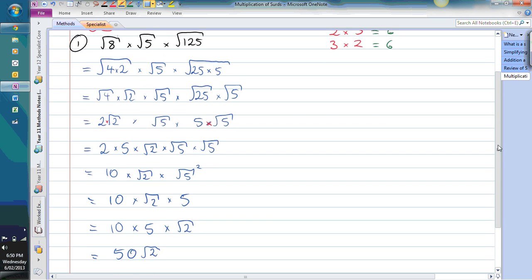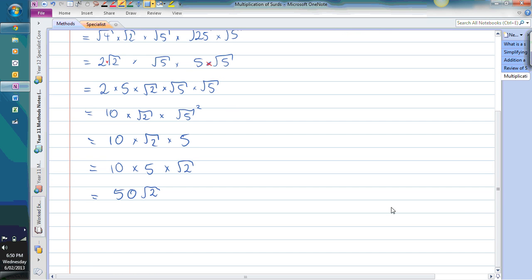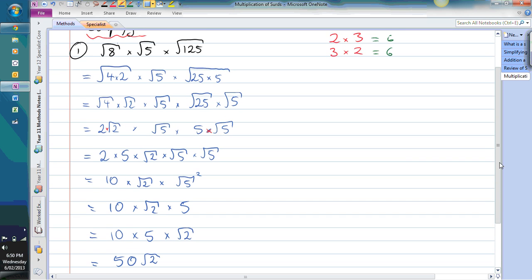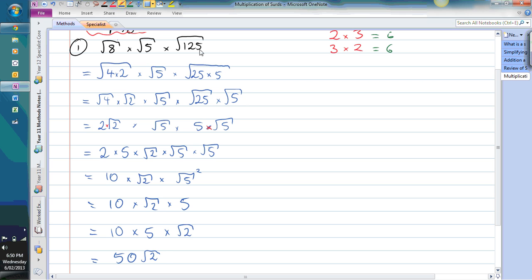Now that might not look all that much simpler, or it might not look simple on its own, but it is simpler than what we started with. We've got less square roots. The square root we have is a much smaller number. As we get better at these, though, we will tend to get faster at being able to simplify.